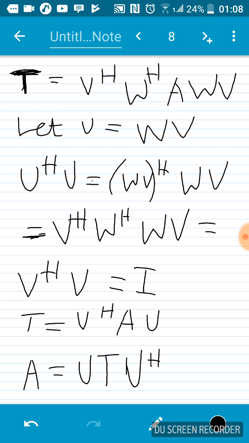From this we can conclude that T is equal to U^H A U, where U is an orthonormal set of vectors that is able to produce an upper triangular matrix, and vice versa as well. A is equal to U T U^H, the conjugate transpose.